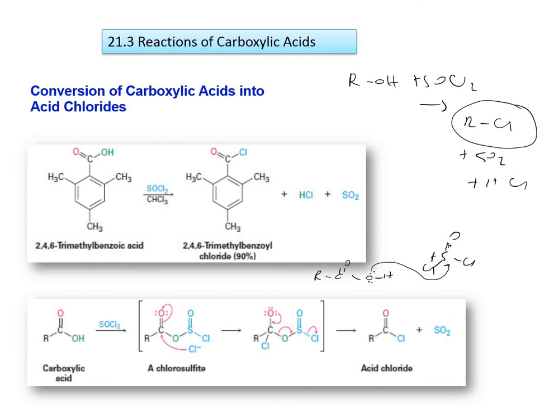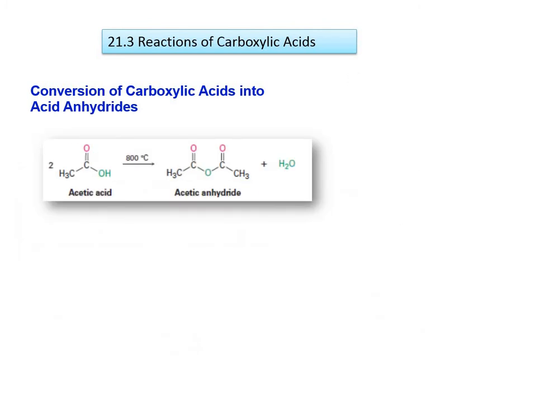This attacks here, opens up, then closes back, and chlorine will leave. So we generate this one. Second, the chlorine that left here is going to attack here. It will form a tetrahedral intermediate and collapse back. Now this part is a better leaving group. Then we form an acid chloride. So that's the reaction mechanism.